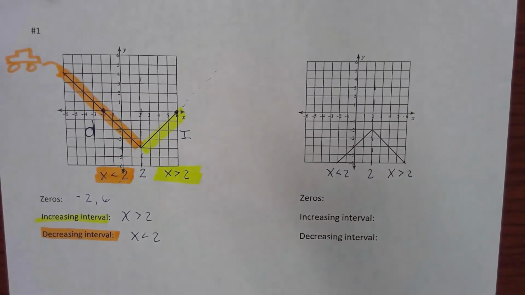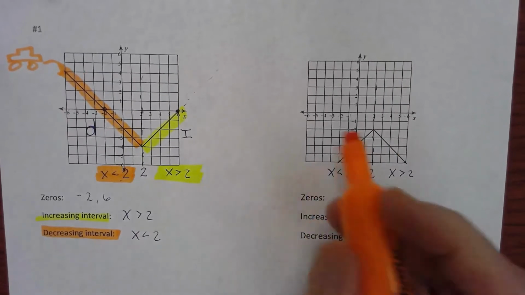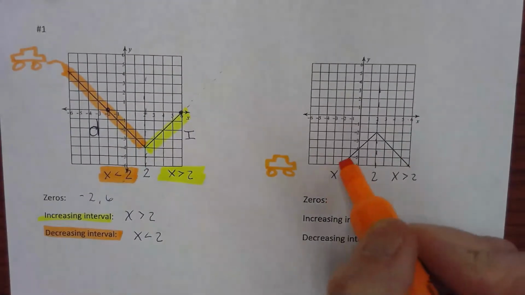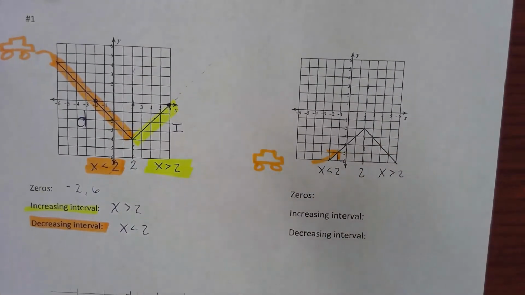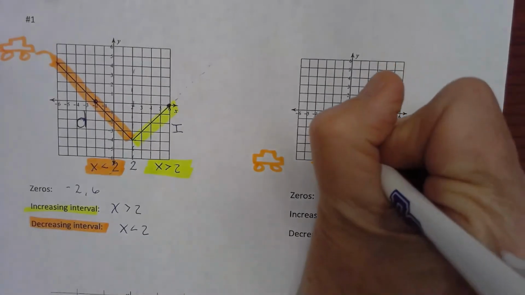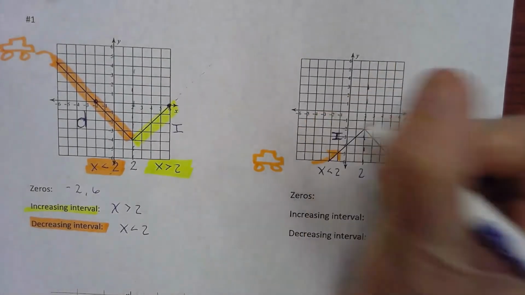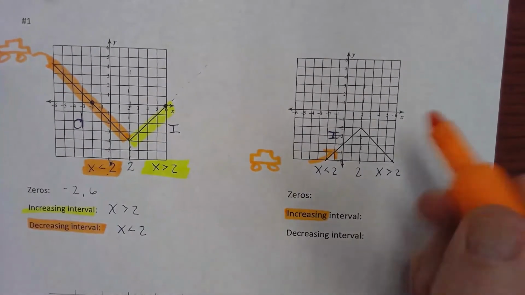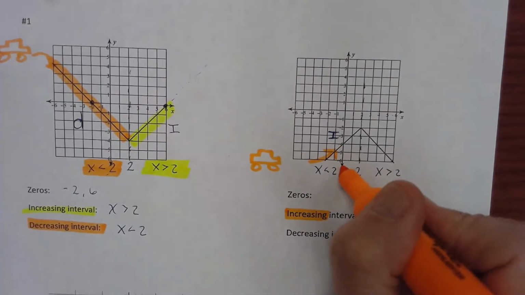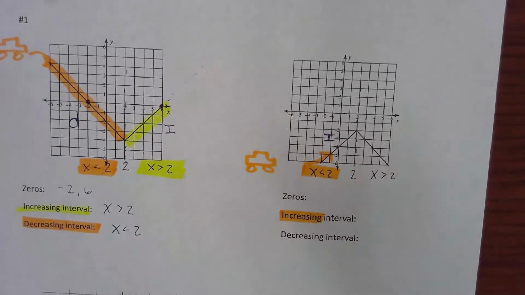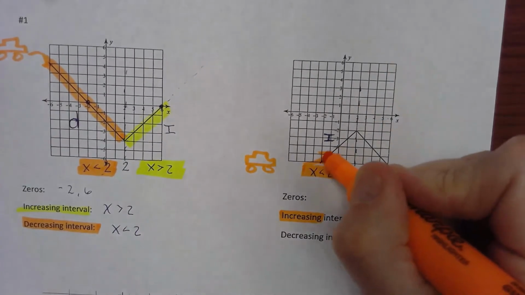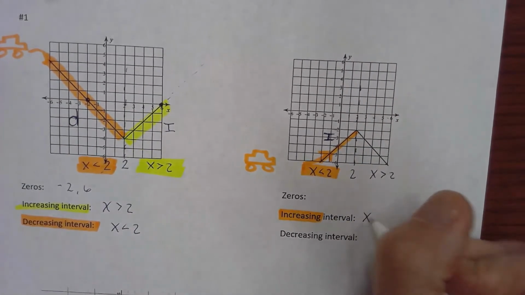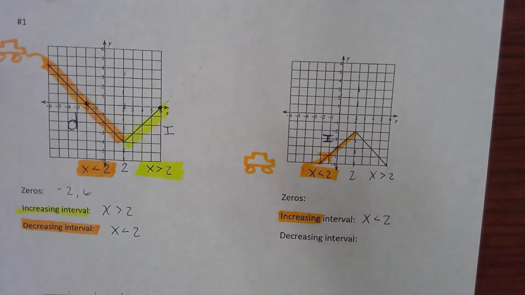Okay, so if I'm driving in a car from the left-hand side, always from the left, I am going to go uphill in the beginning of this. So this is the increasing part of the curve. And what values of x are they increasing? The x values that are less than 2, because they're increasing all the way to the 2. So x is less than 2 is the interval that's increasing.